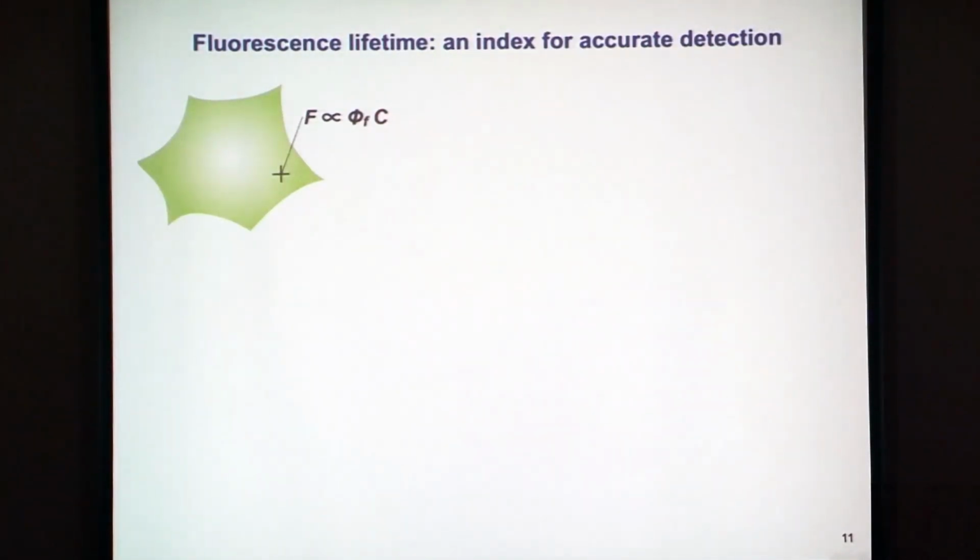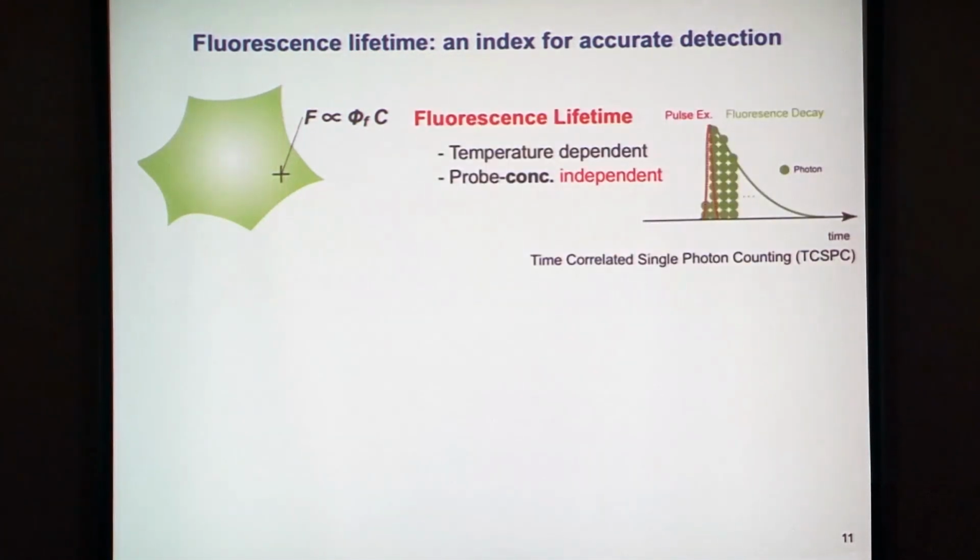So back to the detection of the fluorescence. Fluorescence lifetime, like I said, is an index for accurate detection, because usually fluorescence intensity depends on the quantum yield and concentration, but fluorescence lifetime does not depend on the probe concentration. But the fluorescence lifetime of the thermometer is highly dependent on the temperature. So we performed TCSPC to measure the temperature in cells.